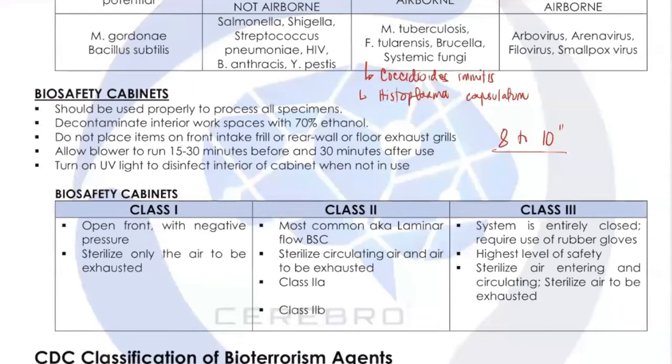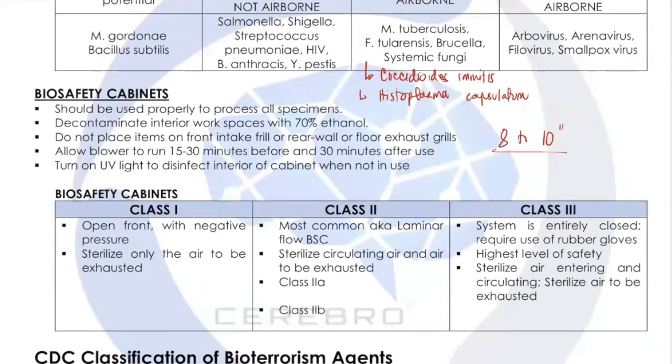Okay? So meron tayong tatlong classes of biosafety cabinets. Pag sinabi natin class 1, that is the open front with negative pressure, and class 1 biosafety cabinets are only sterilizing the air that is to be exhausted. Take note, class 1 biosafety cabinets are only sterilizing the air that is to be exhausted.